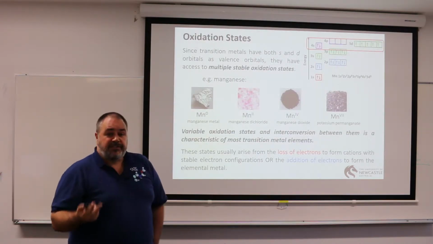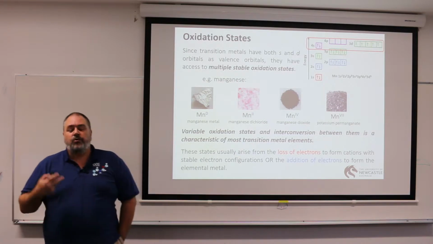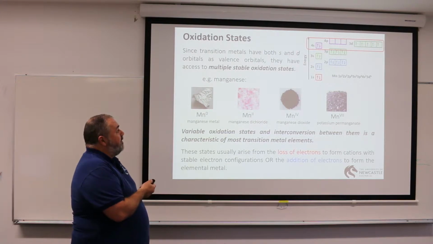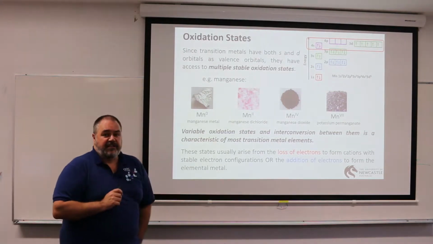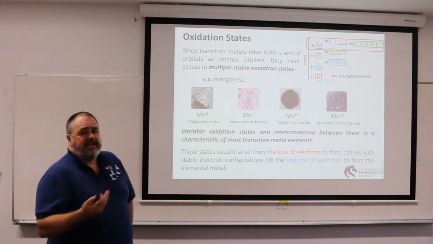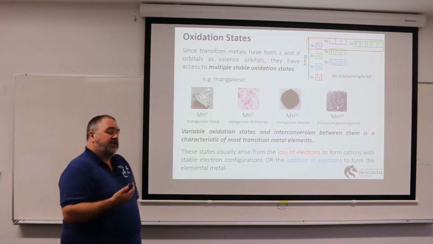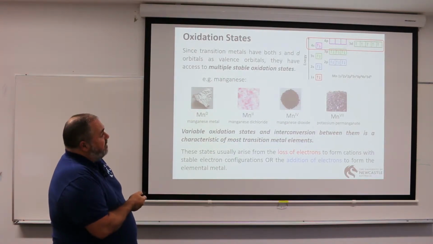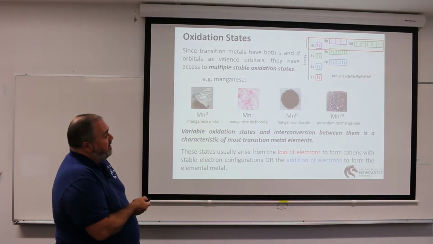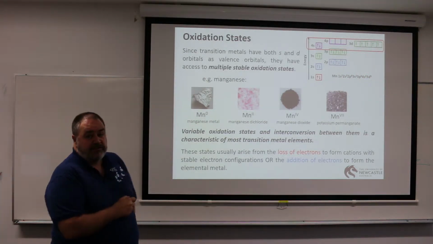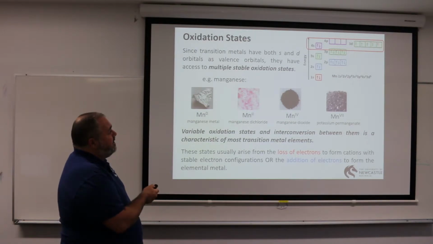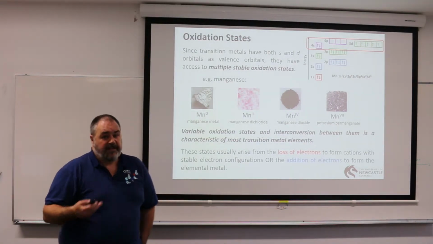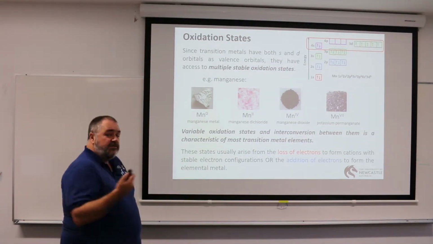One of the nice things about transition metals is that they have a very rich redox chemistry. The interesting thing is that they have both s and d orbitals available as valence electrons. And as a result, they have access to multiple stable oxidation states. So if we, for example, consider manganese, we can see that manganese has a 4s2, 3d5 electron configuration in the valence orbitals. That means that there are potentially 7 electrons which can be lost to form cations and give stable configurations. And we do see that occur.